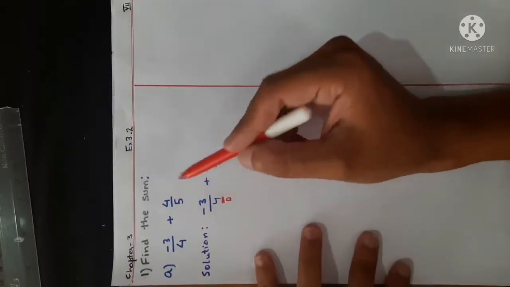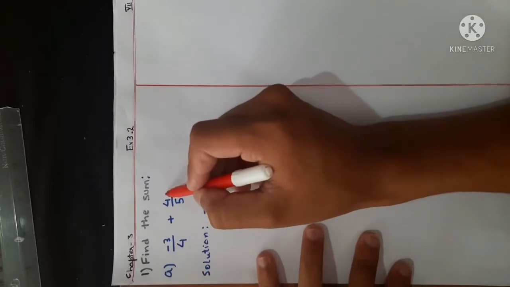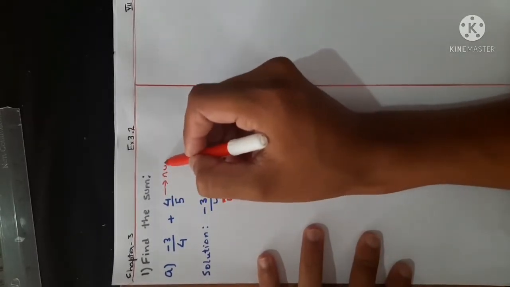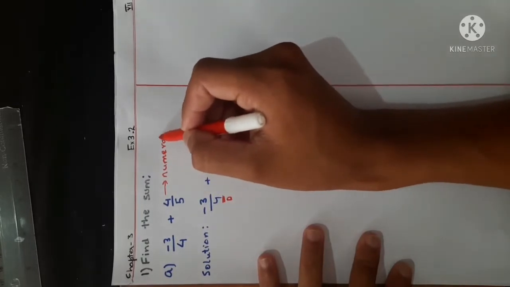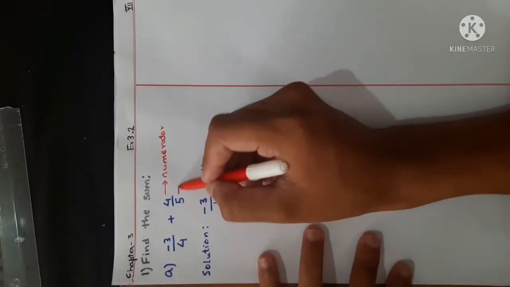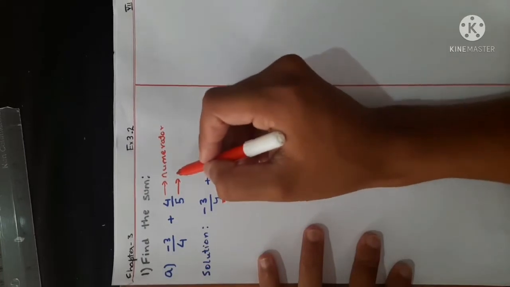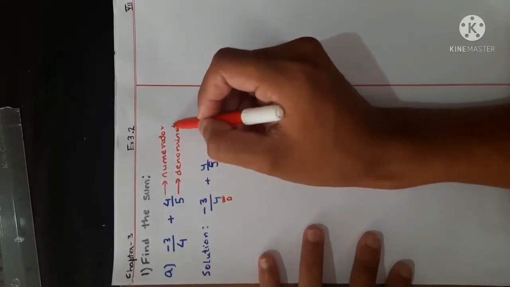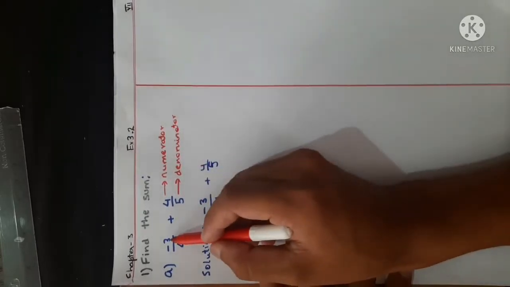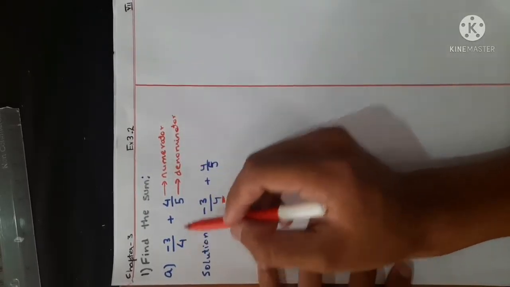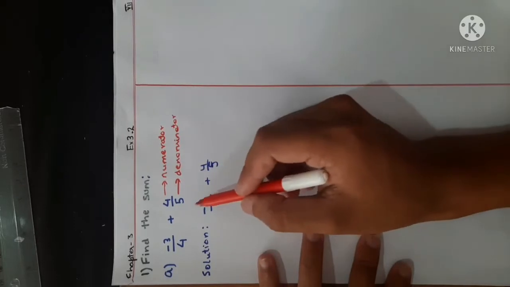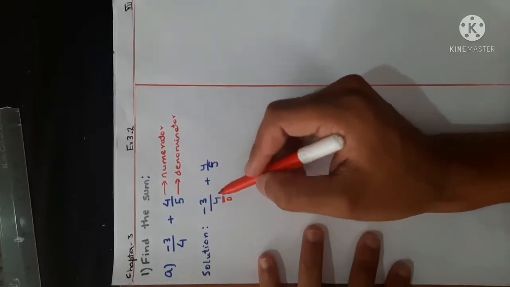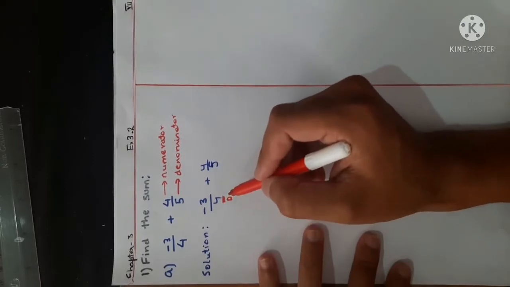We know that in every rational number, the top part is always known as the numerator, and the bottom part is known as the denominator. So here also minus 3 is the numerator and 4 is the denominator. So adding these, what do we have to do first? We have to first find the LCM of the denominators.